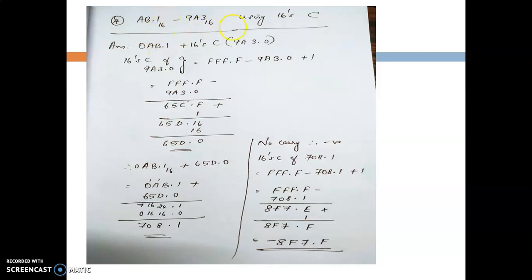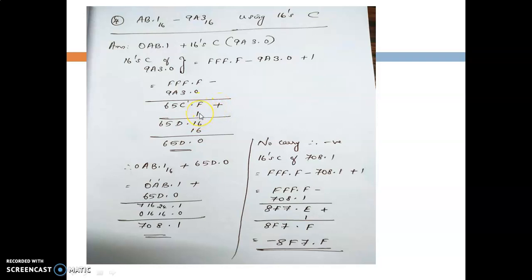So 0AB.1 plus 16's complement of 9A3.0. How will you find 16's complement of 9A3.0? It is F minus 9A3.0. This part will give you the 15's complement, and that result plus 1 will give you the 16's complement. So how will you find this part? F minus 0 is F, F minus 3 is C, F minus A is 5, F minus 9 is 6. And that is your 15's complement only. Then you add your 1, which is done on the LSB.